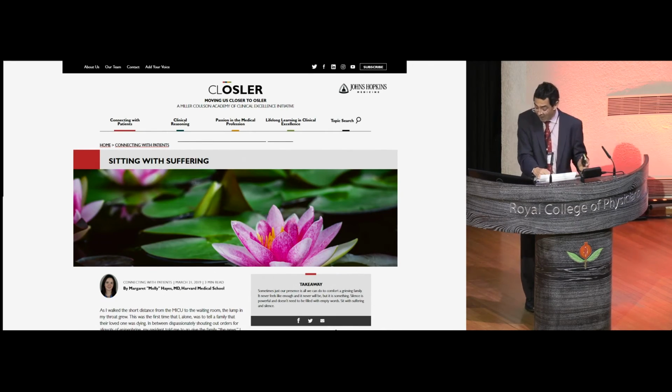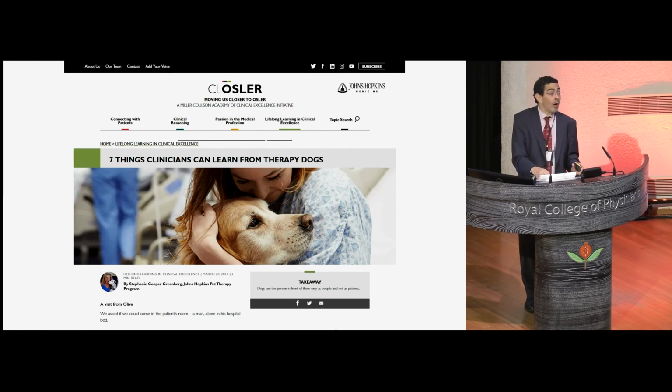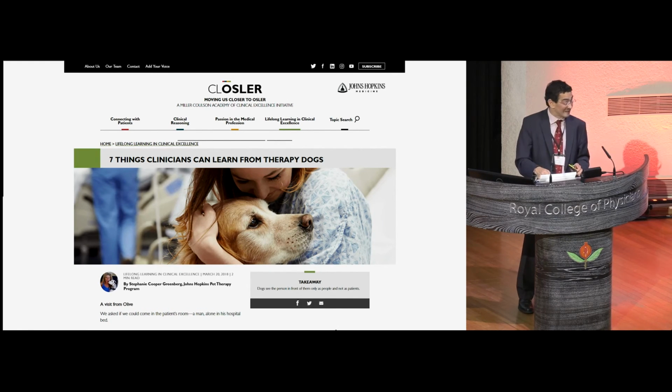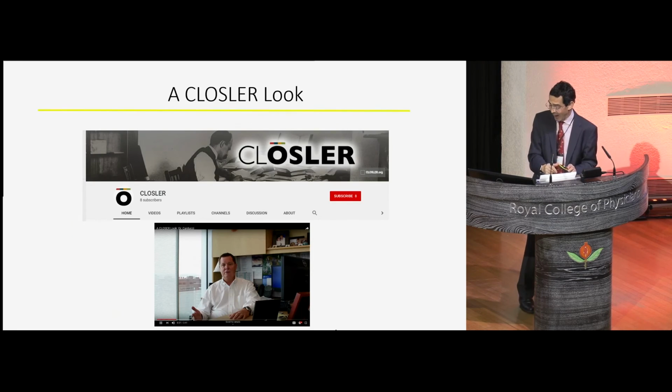Here's a piece from a colleague at Harvard, an intensivist, who talked about how important it was to the family just sitting with a dying patient and her family, and what she learned from that. The head of pet therapy at Hopkins wrote 7 things that clinicians can learn from therapy dogs, and the takeaway is, dogs see the person in front of them only as people, not as patients. But there are other really lovely, brilliant takeaways from all of our pieces.